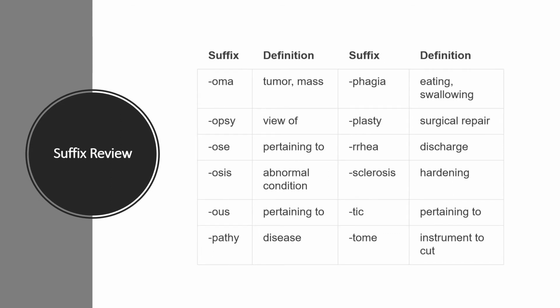Oma is a tumor or mass. Opsy is view of. Os, pertaining to. Osis, an abnormal condition. Pathy, disease. Phagia means eating or swallowing. Plasty, surgical repair. Rhea, discharge. Sclerosis, hardening. Tic, pertaining to. Tome, instrument used to cut.